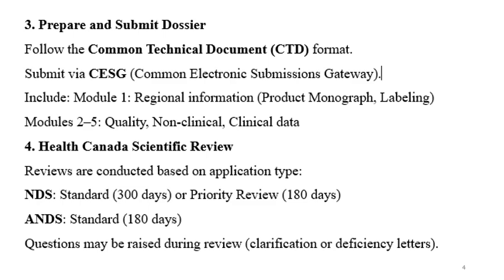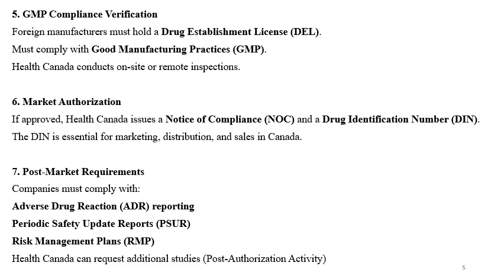Then fourth is the Health Canada scientific review. So reviews will be conducted considering the application, and the standard timelines will be there. For NDS, the timeline is 300 days as a standard timeline. For priority review, it will be 180 days. For ANDS, that is generic, you can say, it will be a standard 180 days. And questions may be raised during the review. That means a query will be given by the regulatory body and the applicant needs to clarify or respond to the deficiency letters.